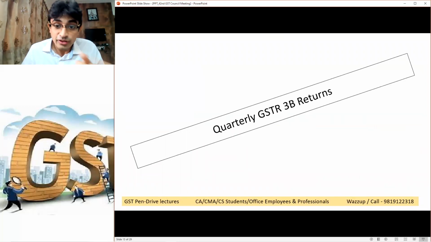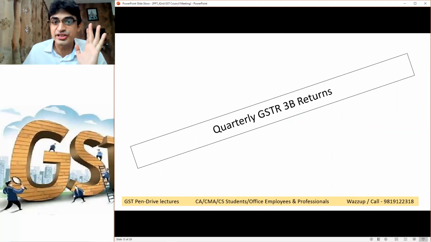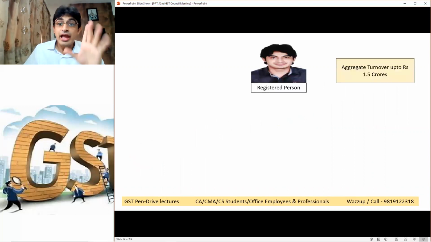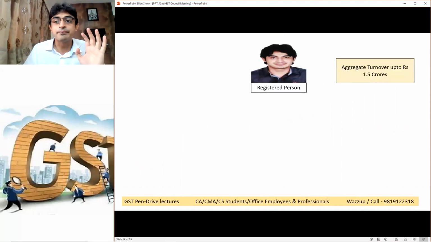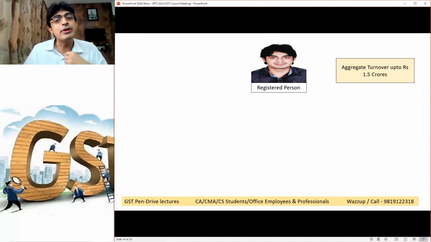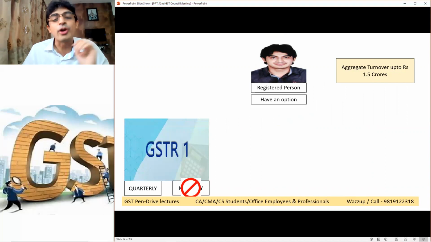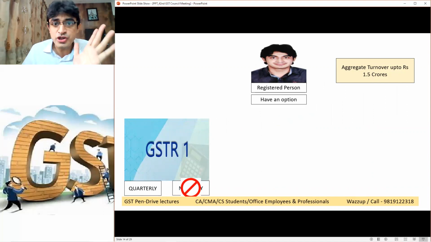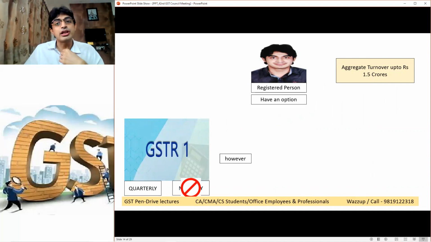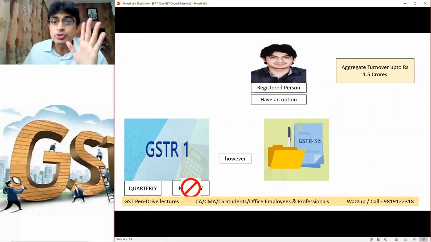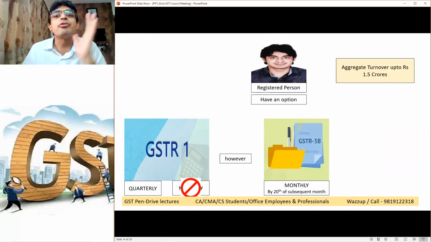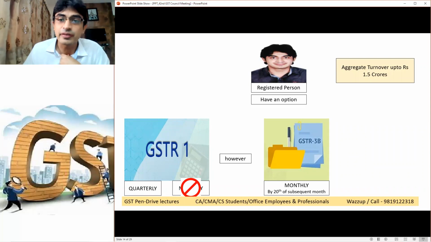Second update. Now this is very good. Quarterly GST 3B return. See, understand. Every registered person currently whose aggregate turnover is up to rupees 1.5 crore has an option to file GSTR1 quarterly, not monthly. However, when it comes to GSTR3B, they have to file monthly by 20th of the subsequent month.